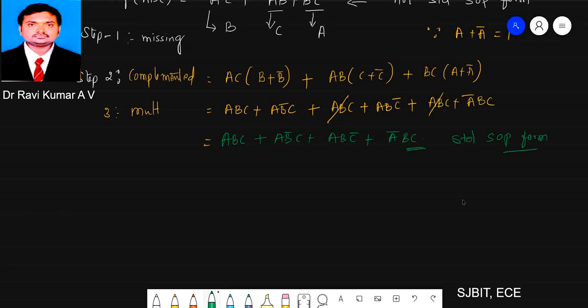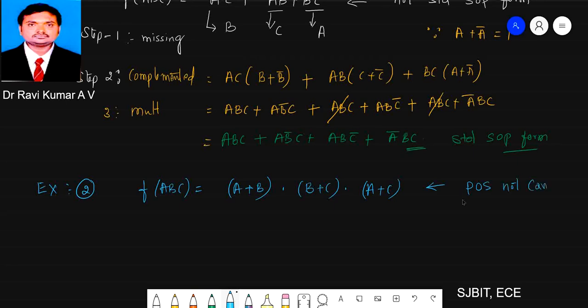Let me take one more example. Example 2: we have f of ABC is equal to A plus B into B plus C into A plus C. This is in POS form, but it is not in canonical form. So the same step number 1: find the missing literal.